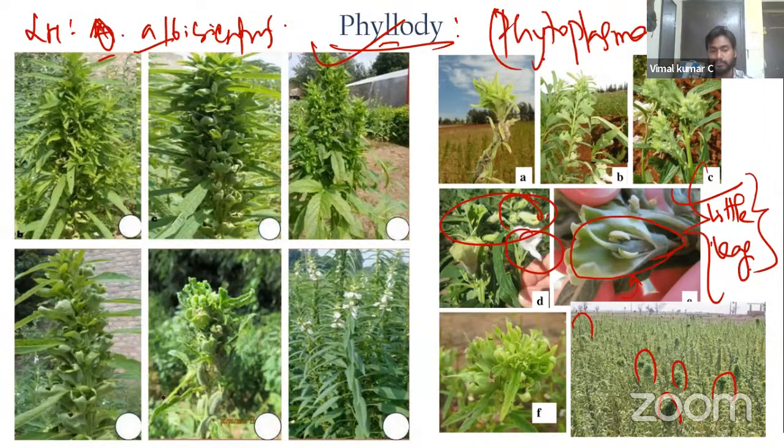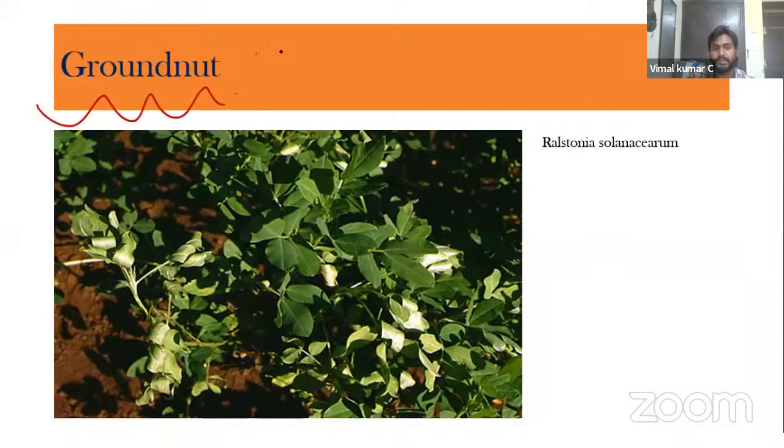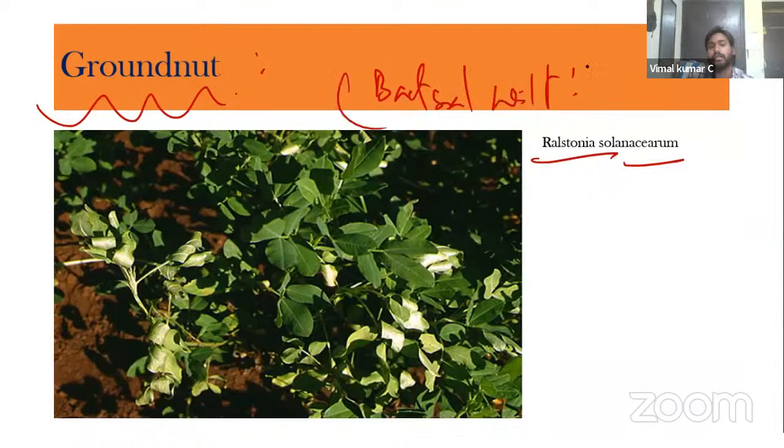Okay, then coming to the next oilseed crop, that is groundnut, right? So it is Ralstonia solanacearum, that is bacterial wilt, right? With respect to bacterial wilt, as you know, Ralstonia solanacearum causes wilting in so many crops, okay, it has a high host range, right?